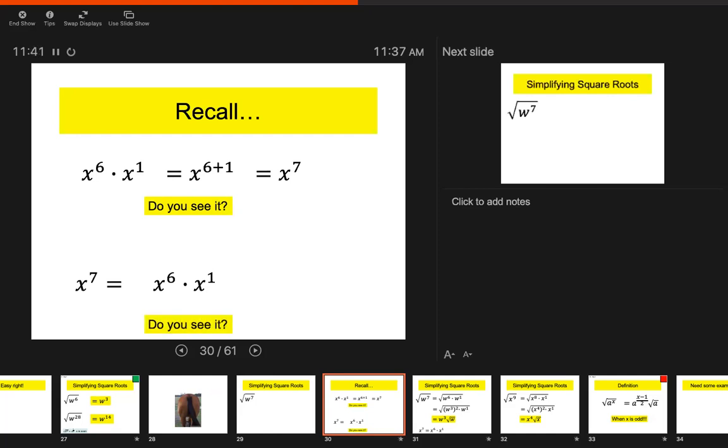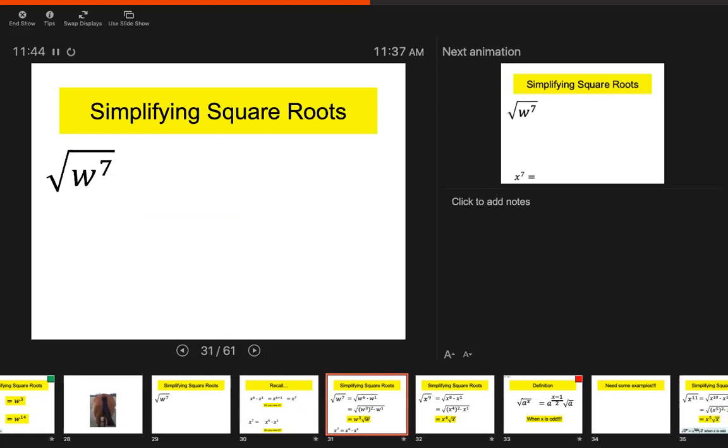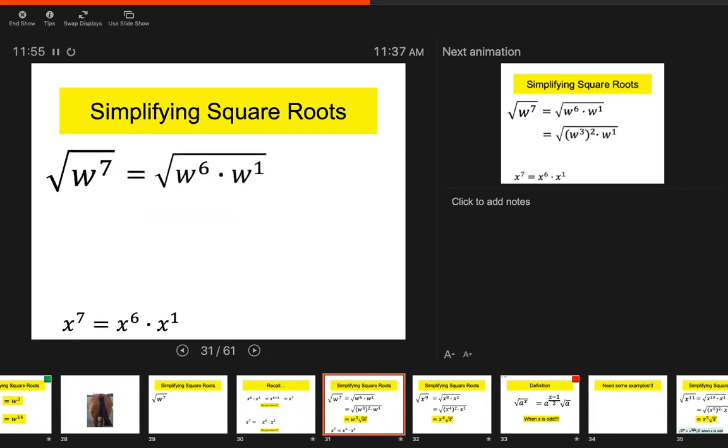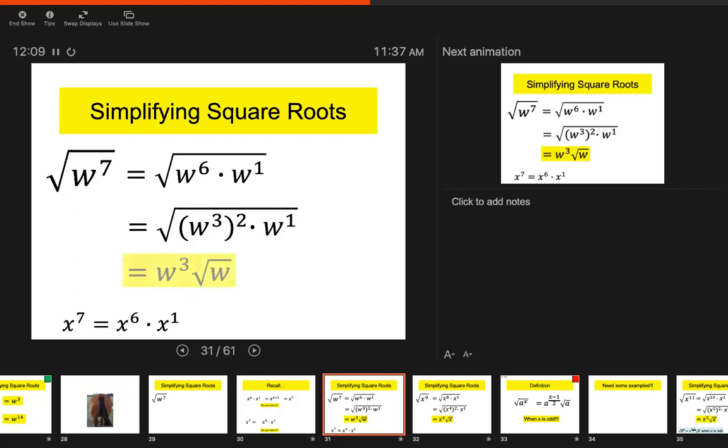You understand what we're about to do? Kind of like what we did in last night's homework, instead of writing x to the 7th, I'm going to write x to the 6th times x to the 1st. Why am I doing that? Because I can take the square root of x to the 6th power. The square root of x to the 6th is even, so I take half of it. Half of 6 is 3, and what I'm left with will always be x to the 1st power. I can write any odd number as an even power times x.